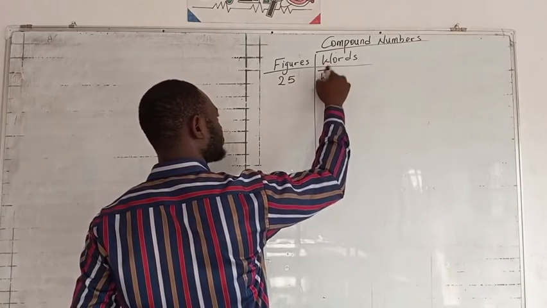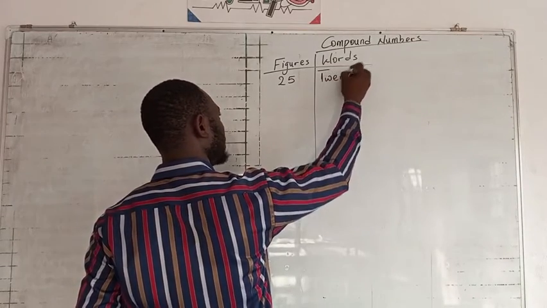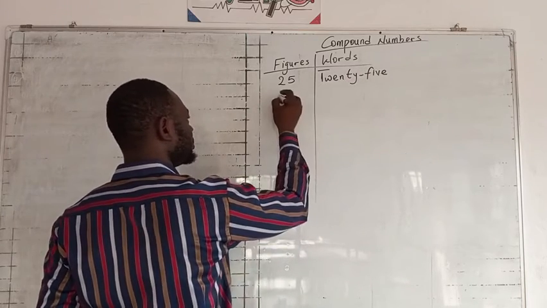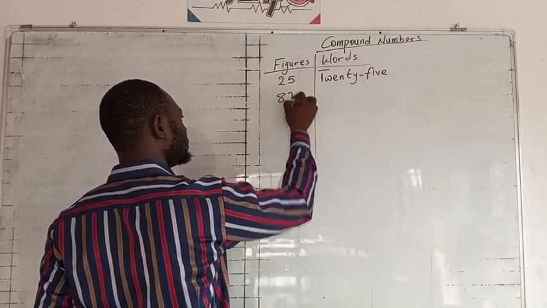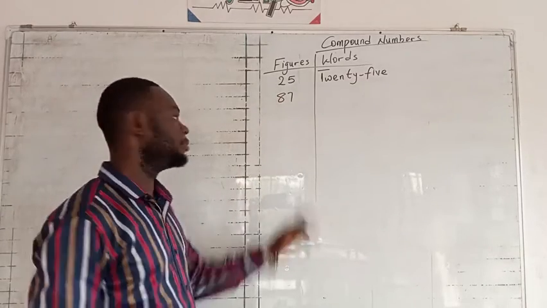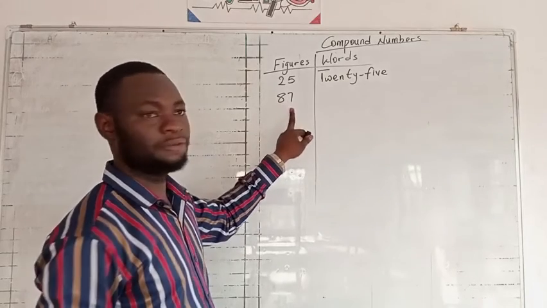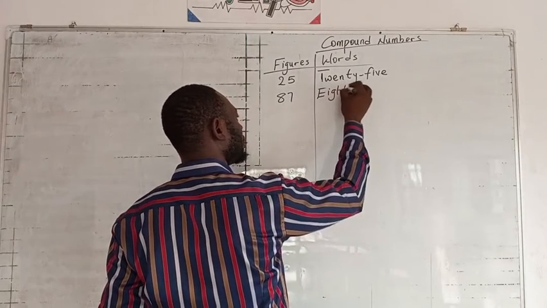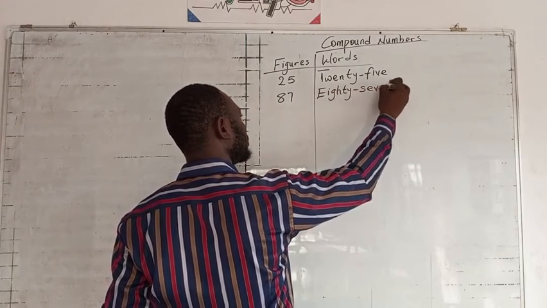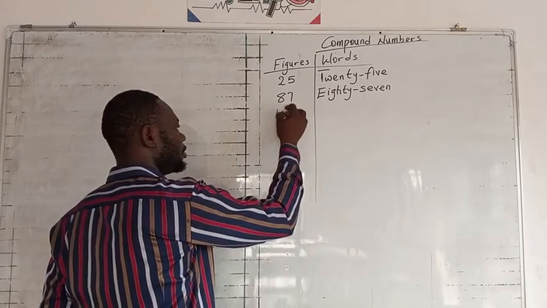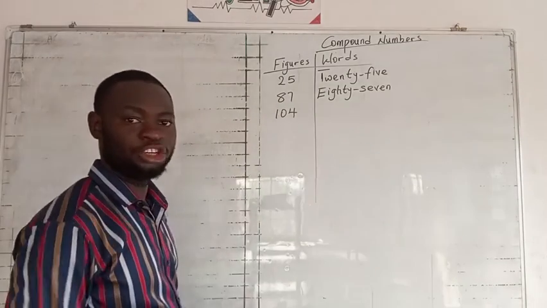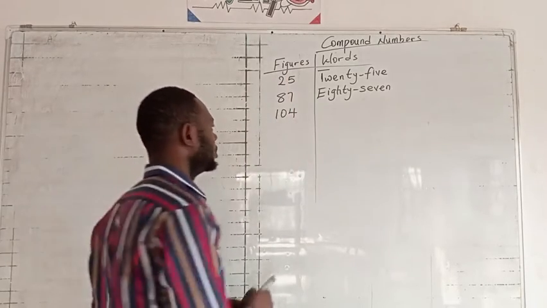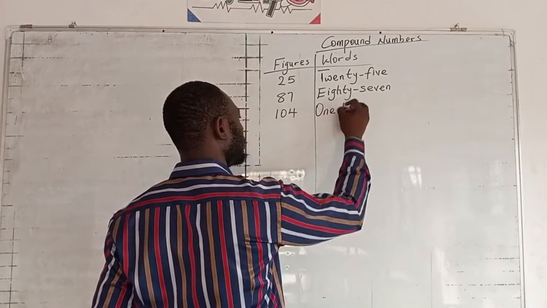So we spell twenty-five, 25. Now let's say here I have 87. This is another compound number made up of 80, an ending number, and 7, a unit number. So it is spelled as eighty-seven. Now let's have here 104. It is a compound number made up of 100, an ending number, and 4, a unit number. So this is 104.